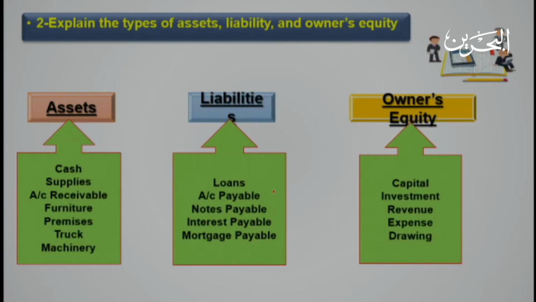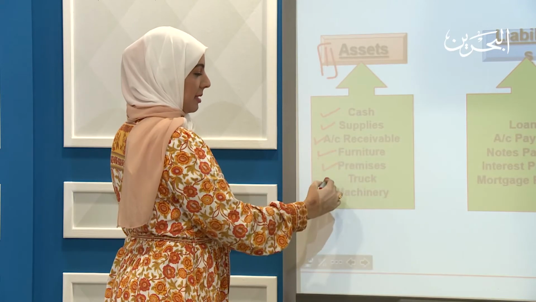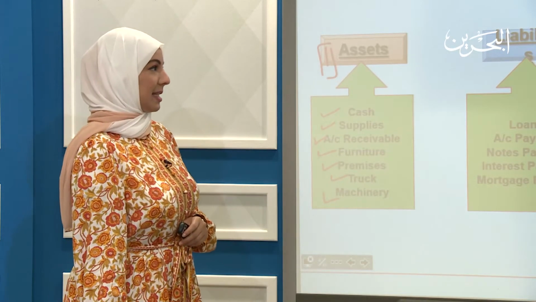Now, my dear student, after we have looked at the components of the accounting equation, let us take an example for each component. Firstly, if I discuss the assets, there are many examples, the resources of the company. First of all, cash, supplies, accounts receivable, and the furniture, premises, a truck, and machinery. These are some examples of the assets.